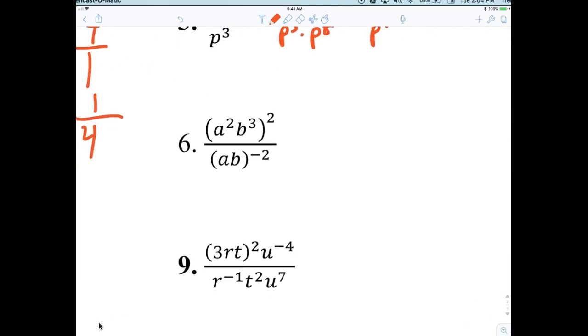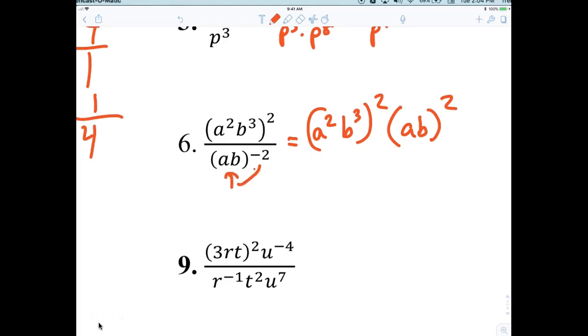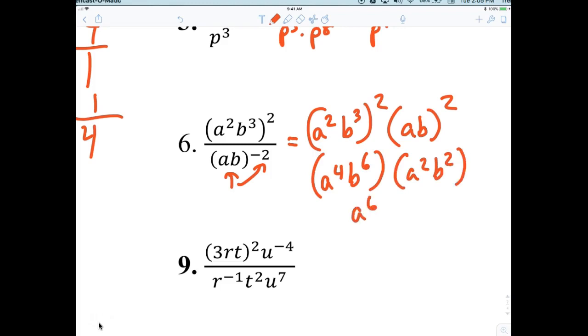Now, on question number 6, I would like you to write it as a squared b cubed squared ab squared. Does everybody see that? I had to take care of this first because it's to the what? Negative exponent. Does everybody see that? So I moved it from the bottom where? And then we're just simplifying. So this would be a to the 4th, b to the 6th, times a squared b squared, which is a to the 6th, b to the what? 8th.